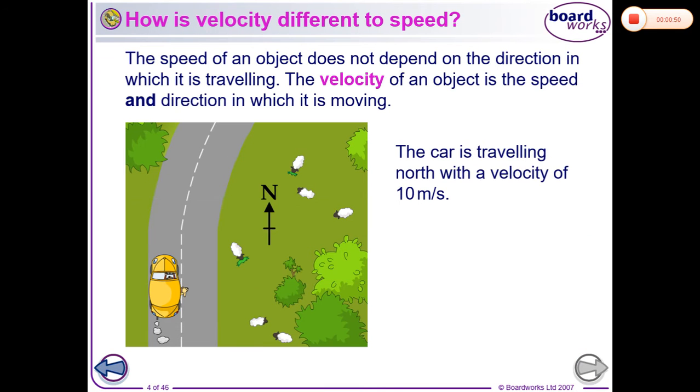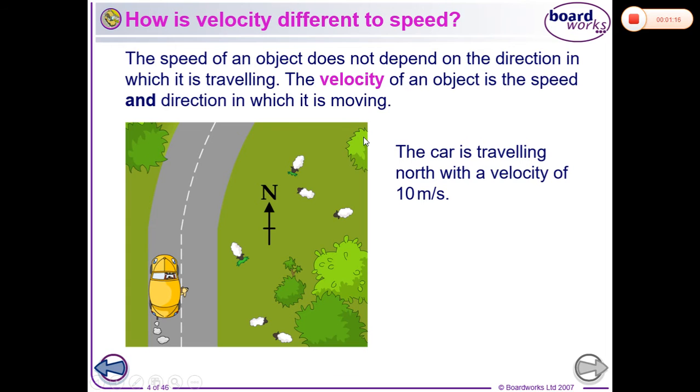Okay, now the speed of an object does not depend on the direction in which it's traveling, but the velocity is the speed in a given direction. This is the difference between velocity and speed. Both of them are the same thing, but the velocity has a direction. The speed doesn't have a direction.